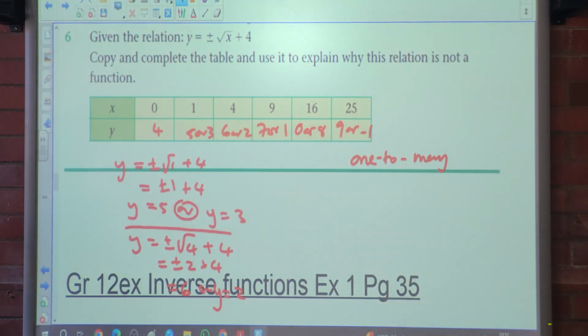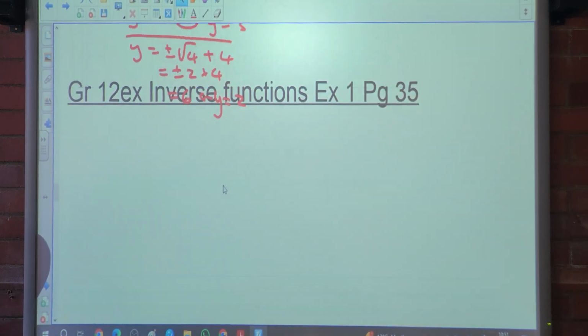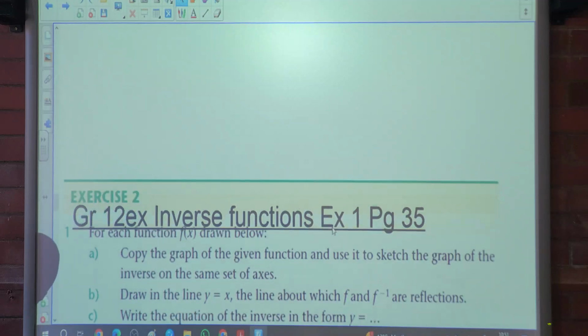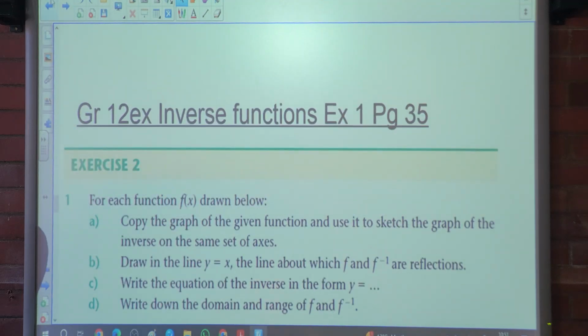Will you guys understand? Any confusion? So that brings us to the end of exercise 1 on page 35.